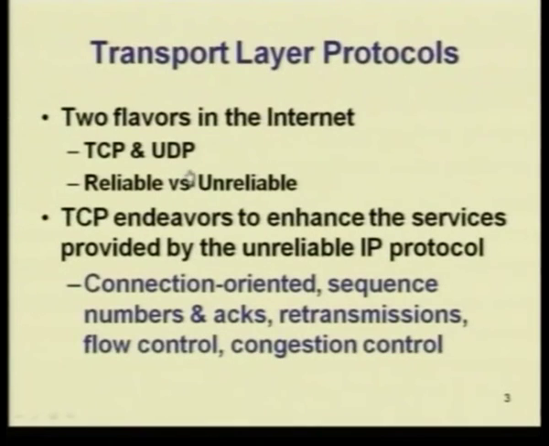As we know, when we talk of transport layer protocols in the internet, there are two flavors that we have, TCP and UDP. TCP is a reliable transport layer protocol and UDP is an unreliable protocol. Now TCP endeavors to enhance the services provided by the unreliable IP protocol using a number of techniques. Connection oriented approach is one of them, use of sequence numbers and ACKs is another, use of retransmissions, flow control and congestion control.